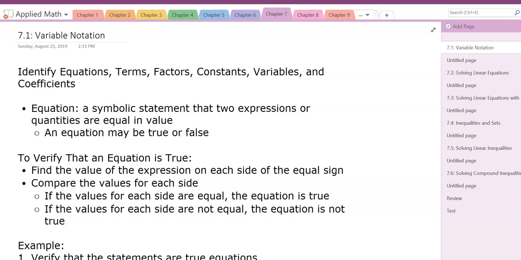In order for you to verify that an equation is true, you need to try to simplify both sides as much as you can and make sure that they equal each other. So you want it to just be a true statement. You want to compare the values for each side. If they are equal, then that means that it's true, and if they're not equal, then it would not be true.